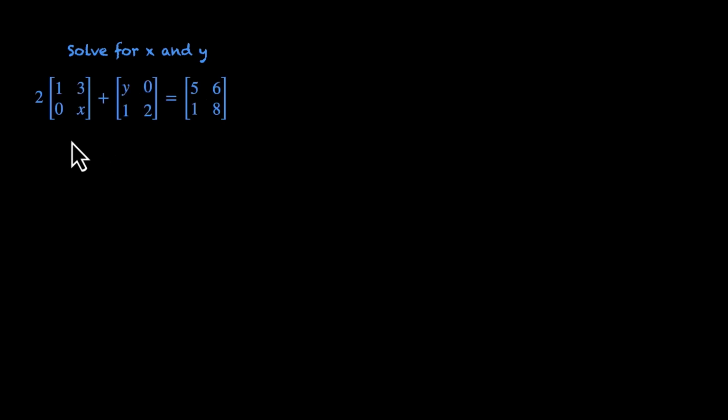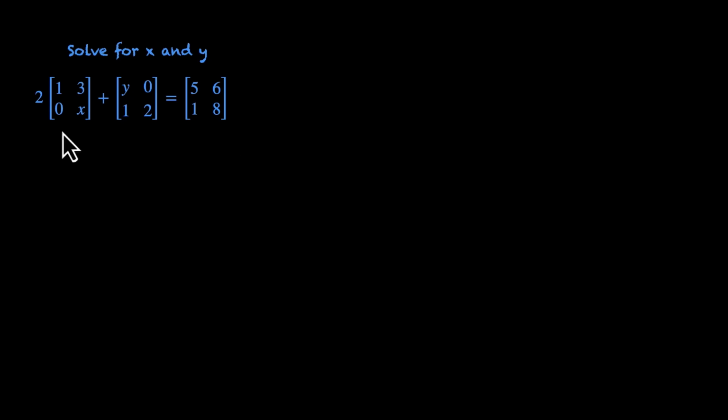In the previous video, we solved for matrices using addition properties. In this one, we'll solve for the elements of these matrices. Here's the problem. Solve for x and y given that this equation is true: 2 times [1 3; 0 x] plus [y 0; 1 2] equals [5 6; 1 8]. Pause the video, try this on your own.